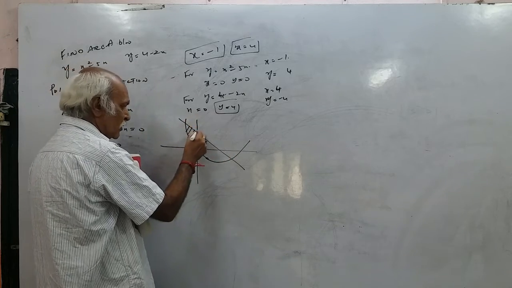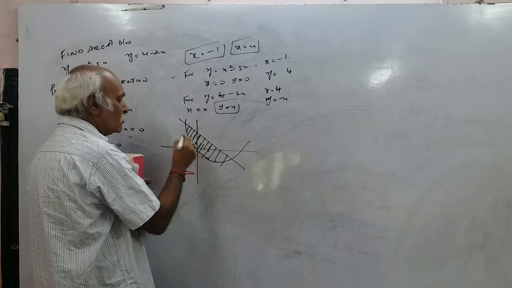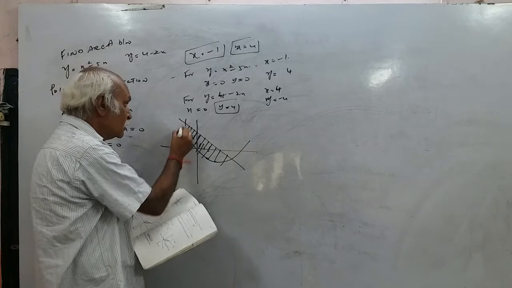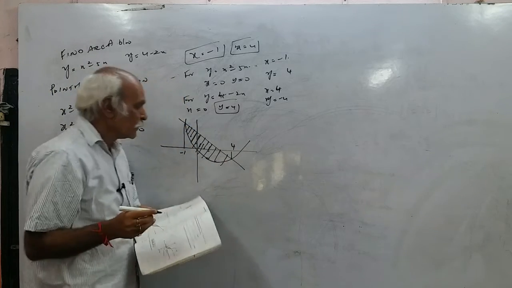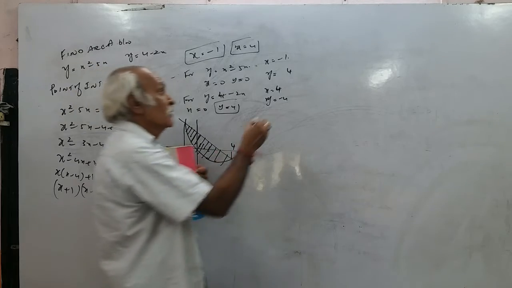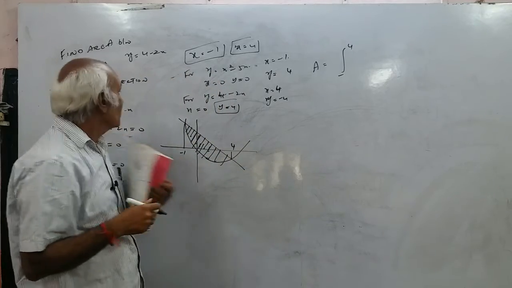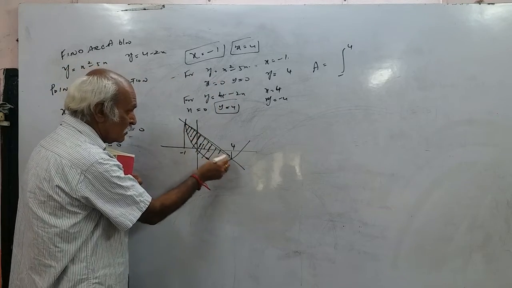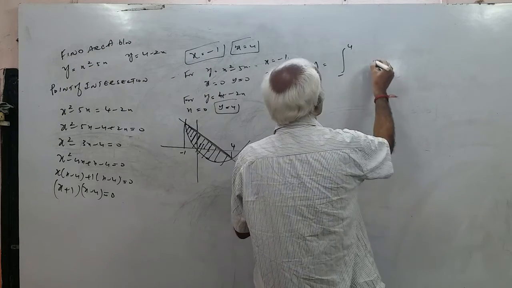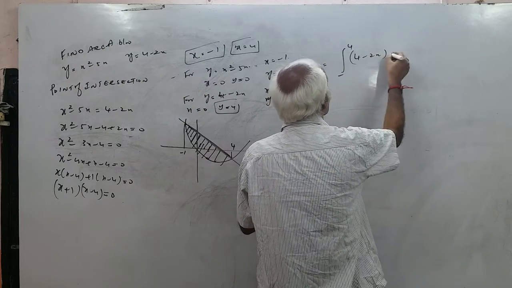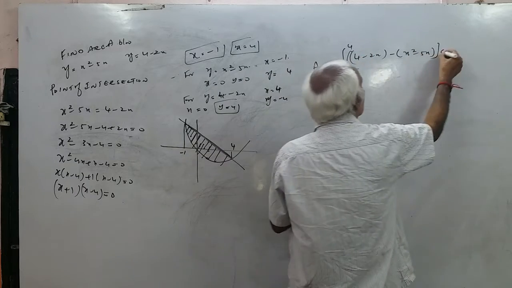Okay, this area we have to find out. What is the point here? This point is minus 1. This point is 4. Therefore area, minus 1 to 4. First you have to take the straight line. What is the straight line? 4 minus 2x minus of x square minus 5x dx.